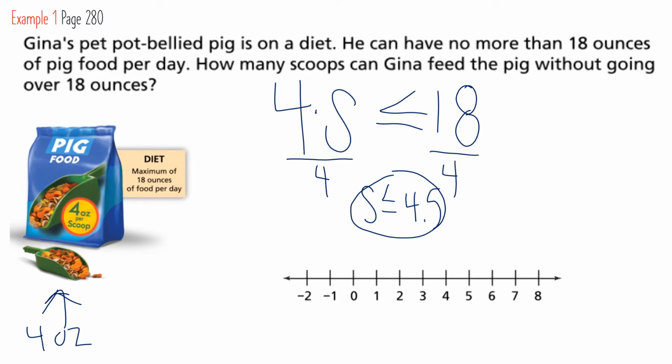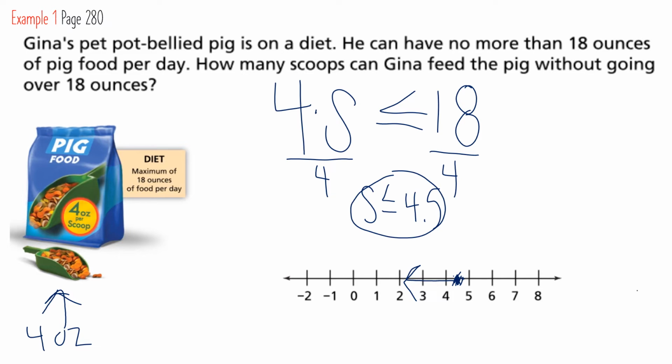The way we graph this is, since it's or equal to, I'm going to put a closed point at 4.5. And then it's going to be an arrow pointing to the left, because she could feed him 2 scoops. That would only be 8 ounces. She could feed him 3 scoops. That would only be 12 ounces. So you could check and make sure what you graphed makes sense. Now this is supposed to be a dot that I'm drawing here, but it's really hard. That's a closed point, everyone.